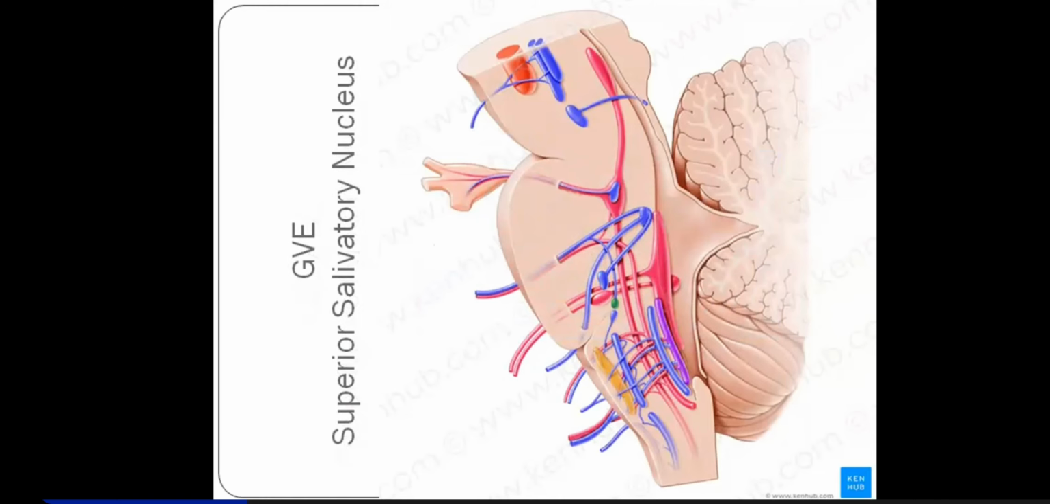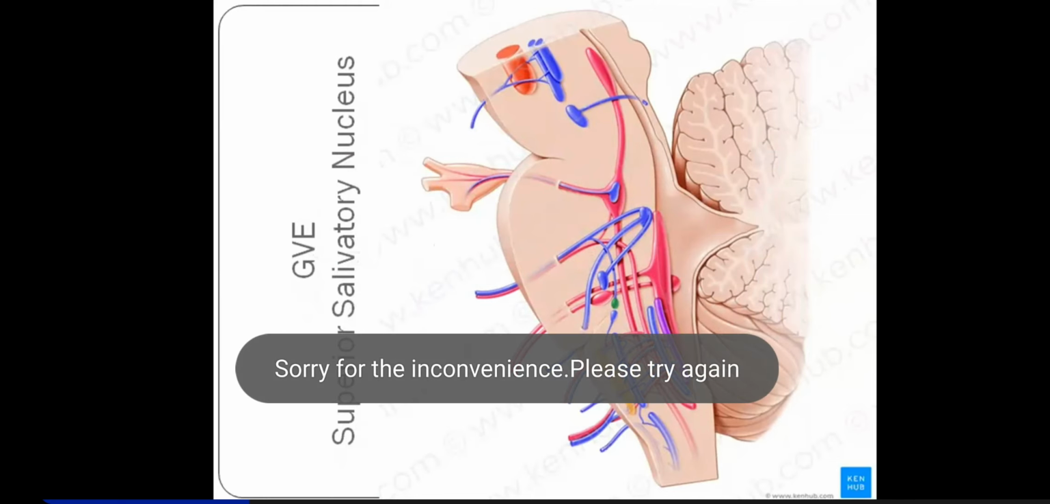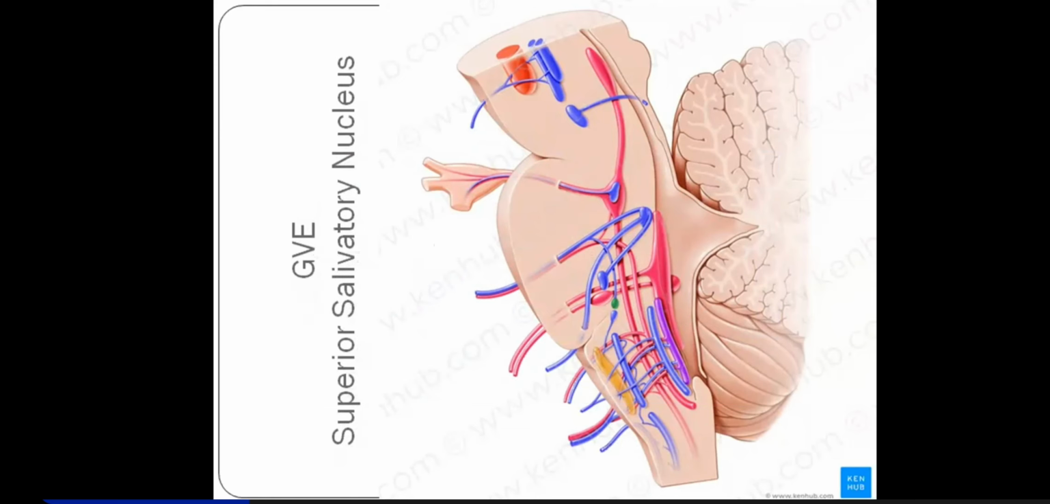Now the other nucleus is special visceral efferent. Remember, this was for superior salivatory nucleus, special visceral efferent. Sorry, this is general visceral efferent. General visceral efferent is parasympathetic outflow to the smooth muscles. And I told you it includes the lacrimatory nucleus as well.